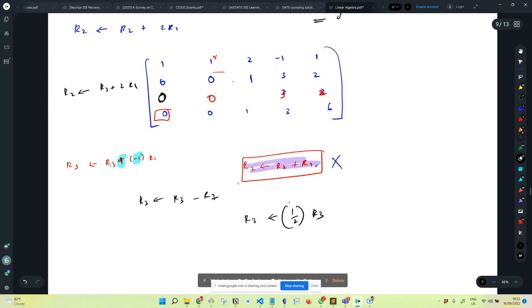What will happen if I make R3 equals R3 by 2? Here I will get a 1. Here I will get a 1. This will become 3 by 2. So 3 by 2. And this will become 1 again. Okay. So now I am done with the third entry of the third column. I should go to this entry and I want to make it 0. Can you suggest an operation that will make this 0?